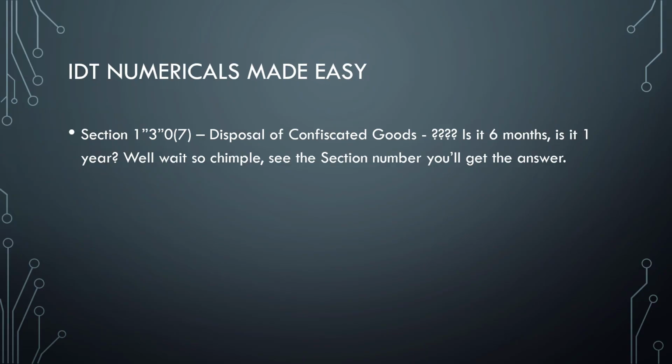Sir, I don't like this provision, I'm not able to recall it. You don't have to remember anything. Go to the section number, which is 130. The highlighted number is 3. So the maximum duration is not exceeding 3 months. If the person who has committed the default has not paid the confiscation fine within 3 months, then the proper officer can proceed to dispose of the goods as per Section 130.